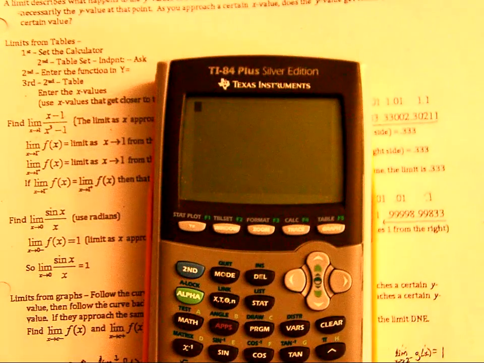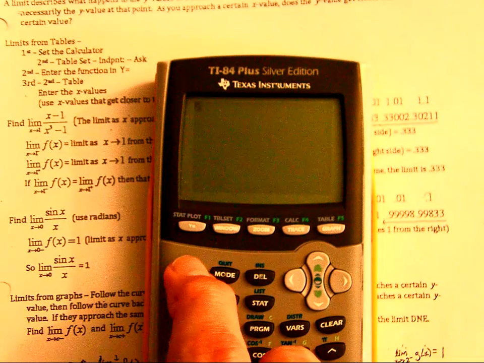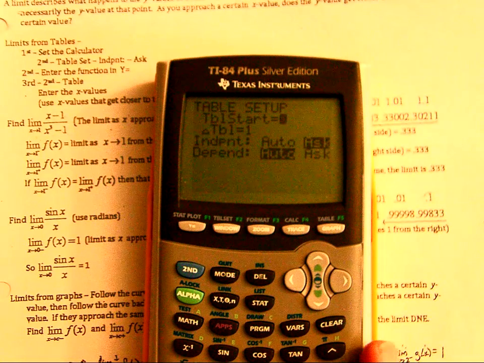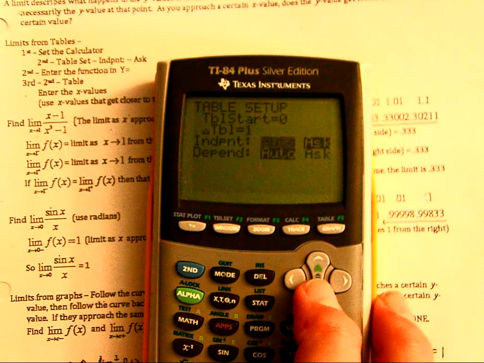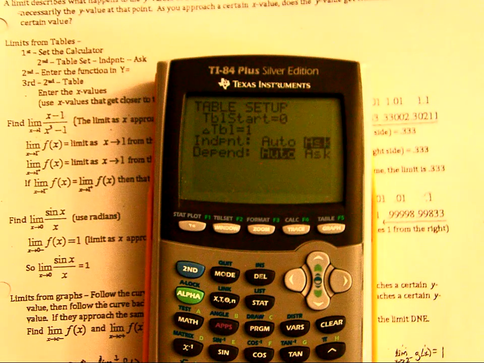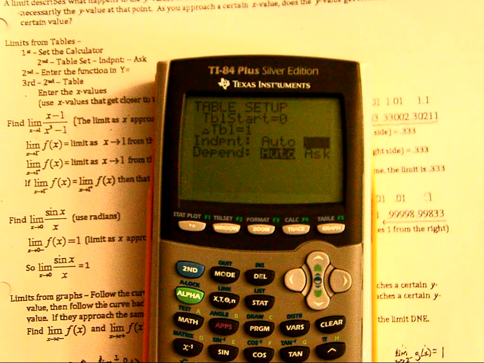So on your table, the first thing to do, I think we've done this before, on the instructions on the top, you're going to go second table set. You can see that on here. Notice down here where it says independent, we want ask to be highlighted. So you want your screen to look like that. It's important. That one says ask. The dependent variable says auto. Okay, that's what you need to do for these tables.